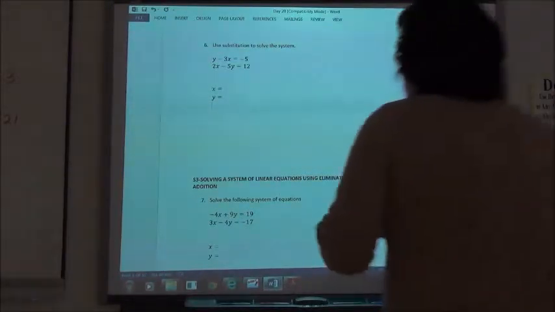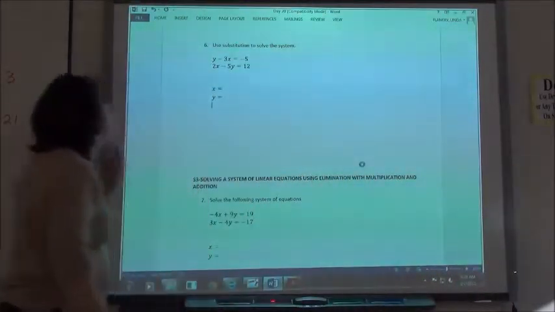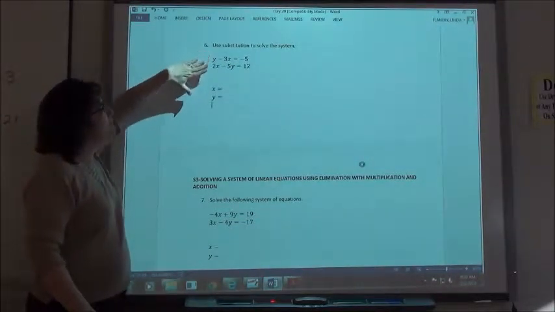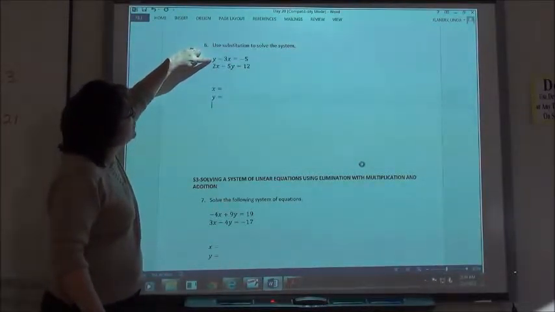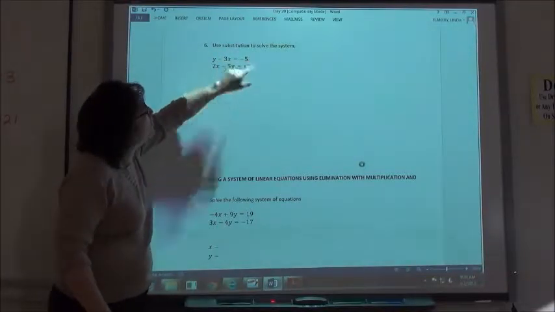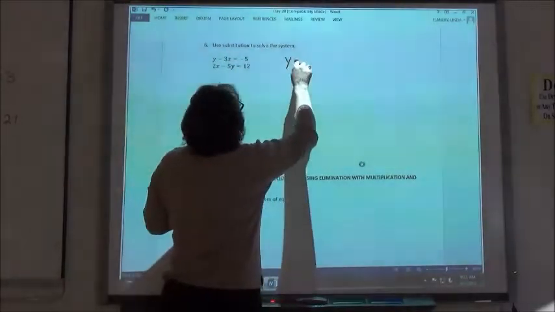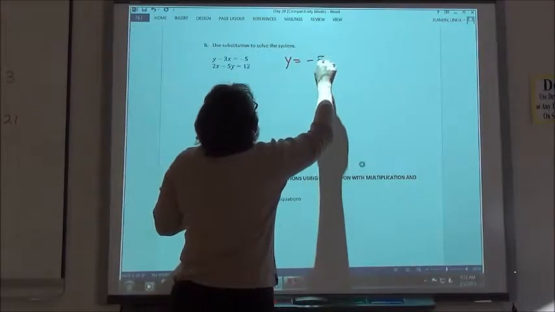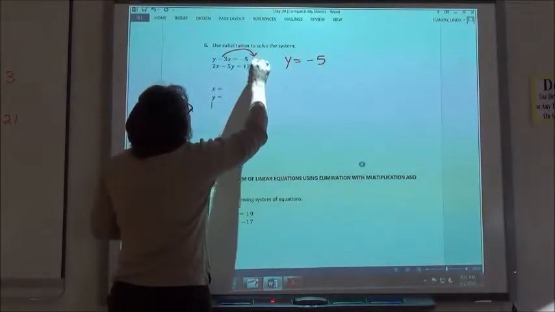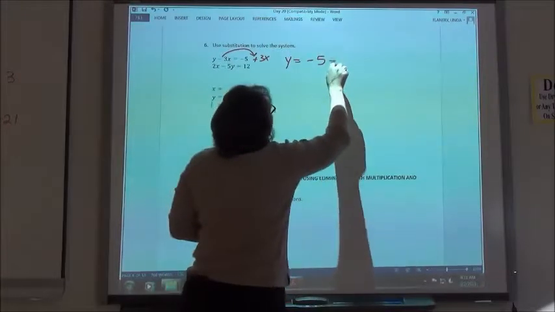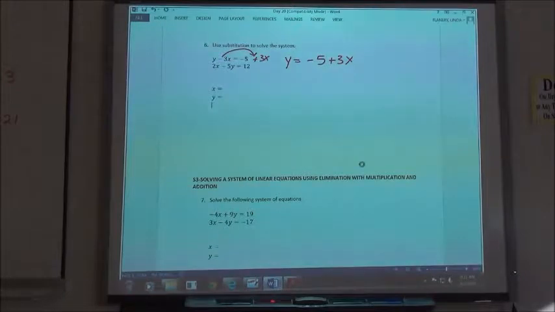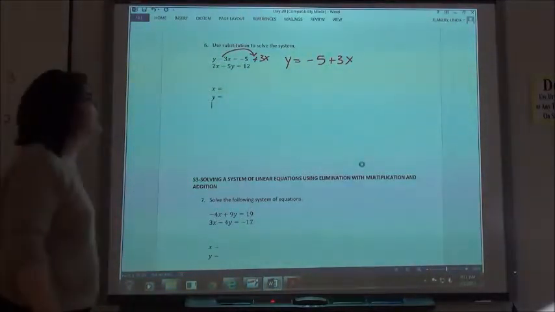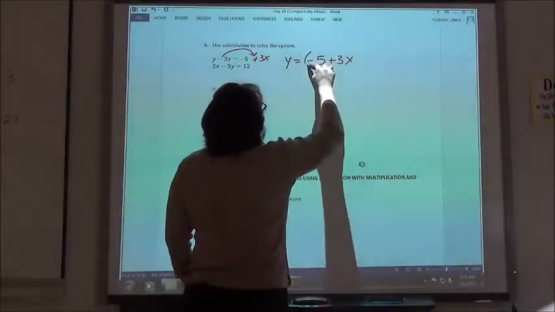So number 6, we're using substitution to solve the system of equations. We need to have one of our equations either solved for x or y, and neither of them are. But if I look at the top equation, I can easily enough solve that for y by moving the x term to the other side. So y is going to equal, I have negative 5, and when this comes over here, we have to add our 3x. So y is going to equal negative 5 plus 3x, or you could write 3x minus 5. Either way should work.